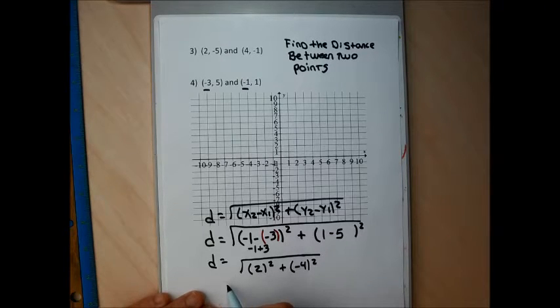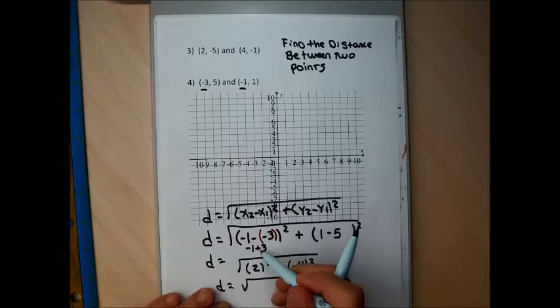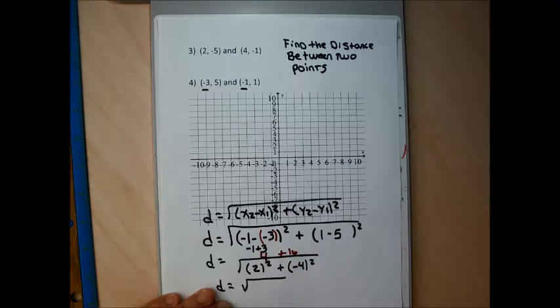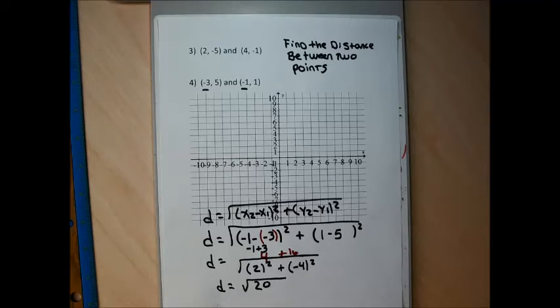This gives me the distance equals 4 plus 16, because 2 squared is 4. Negative 4 squared is 16. So I'm going to get the square root of 20. We're going to reduce a decent number of square roots this semester.